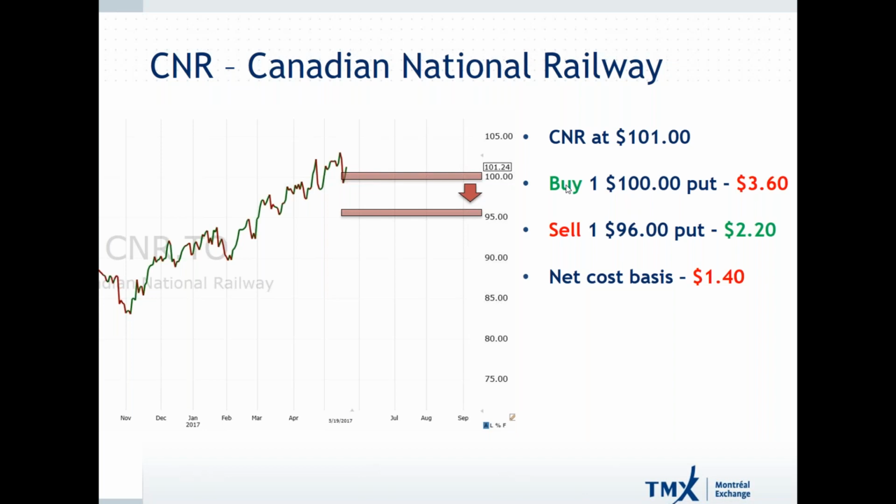Now, recognize that the reason it's referred to as a debit spread is that we are still paying out some money from our account in order to establish the position. So this $1.40 is considered a debit, and the difference between the strike prices is considered the spread.